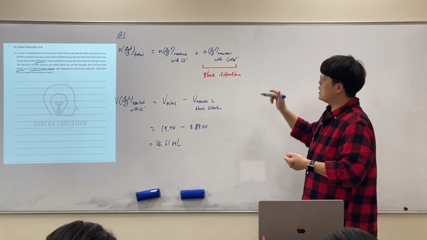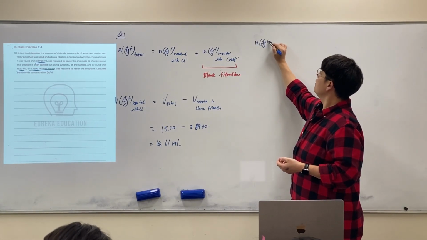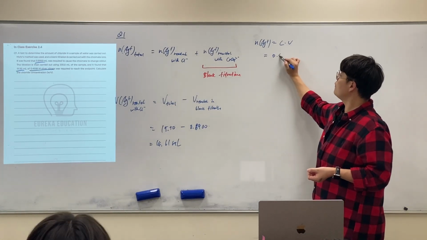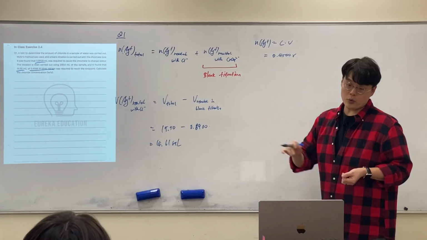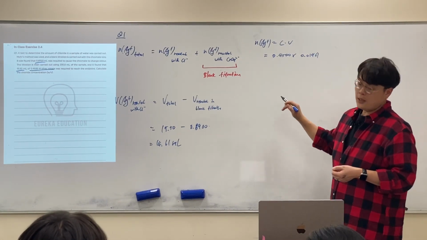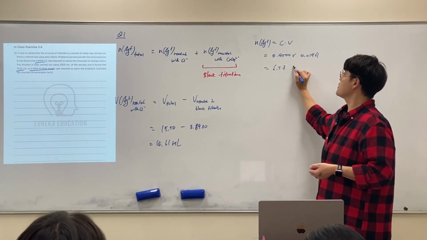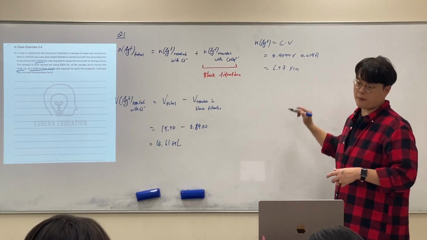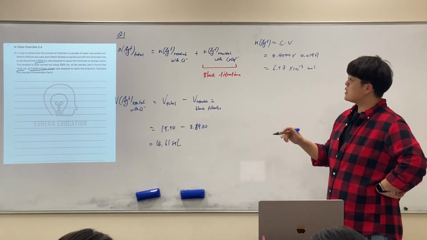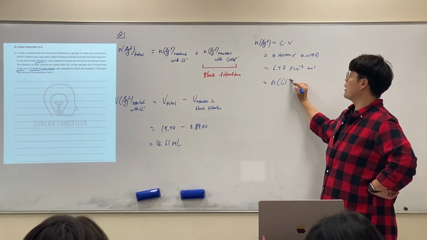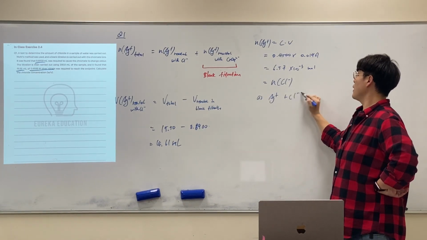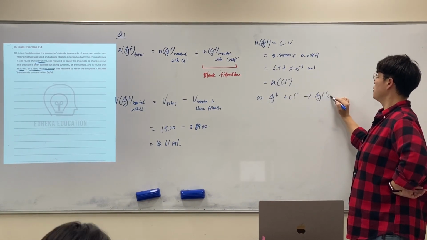Okay. Then we can now find N of silver by CV. The concentration that we have is 0.4500. That times 0.01461. You should get 6.57 times 10 to the power of minus 3 mole. Okay, can we say this is actually the same as the chloride ions, as silver and chloride have a 1-to-1 reaction?